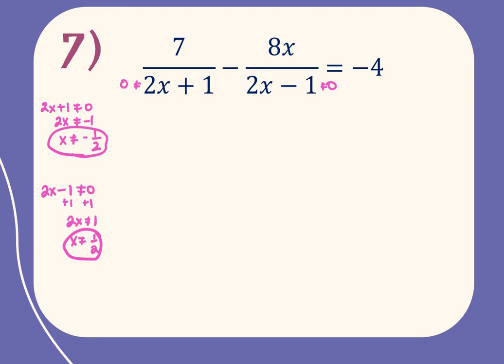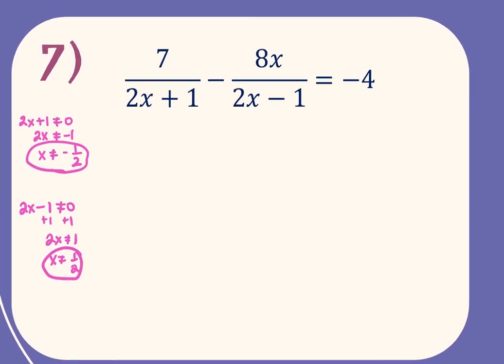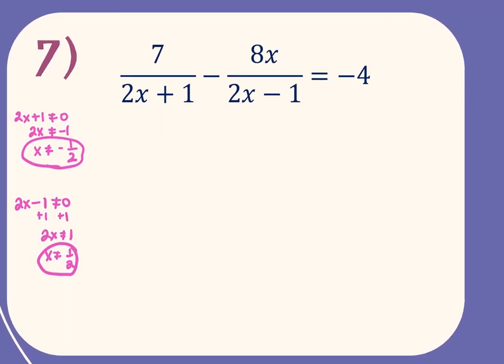And now we want to go back and find the least common denominator and solve this. What's my least common denominator? Are 2x plus 1 and 2x minus 1 different terms? Yeah, so they both, 2x plus 1 and 2x minus 1, are my least common denominator.